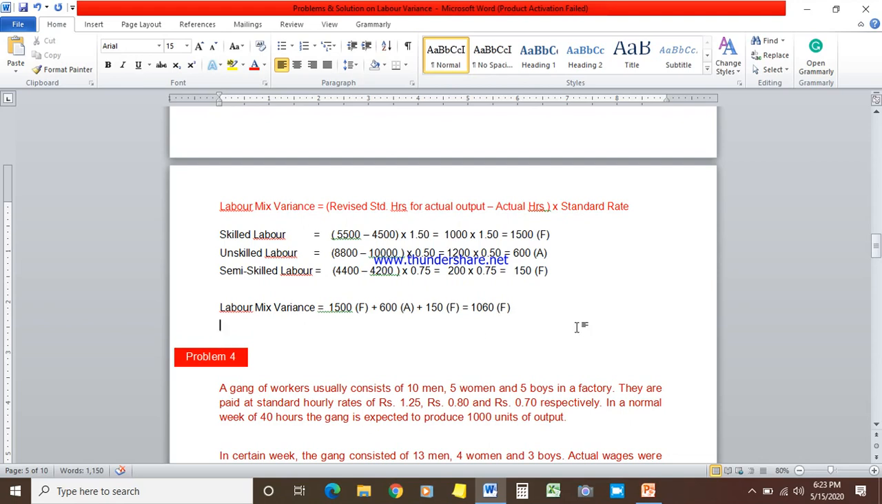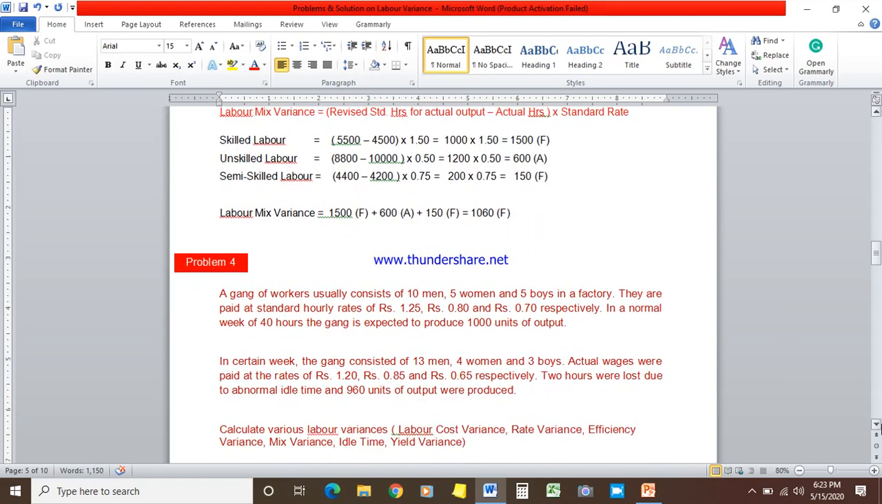So in this way, in this problem, we learnt about the different sets of workers who are working, and you are supposed to find out the labor mix variance. The revised standard hours need to be computed, and this computation comes into picture only if the total standard hours and the actual hours are different. Now let's look into the fourth problem.